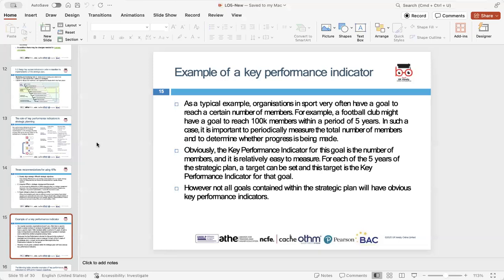However, not all strategic goals have such obvious KPIs. Basically, in these cases, management must carefully consider how to quantify progress and success for more complex objectives. While some goals are straightforward to measure, others require more attention and deeper indicators to assess whether the organization is moving in the right direction. Any questions so far?